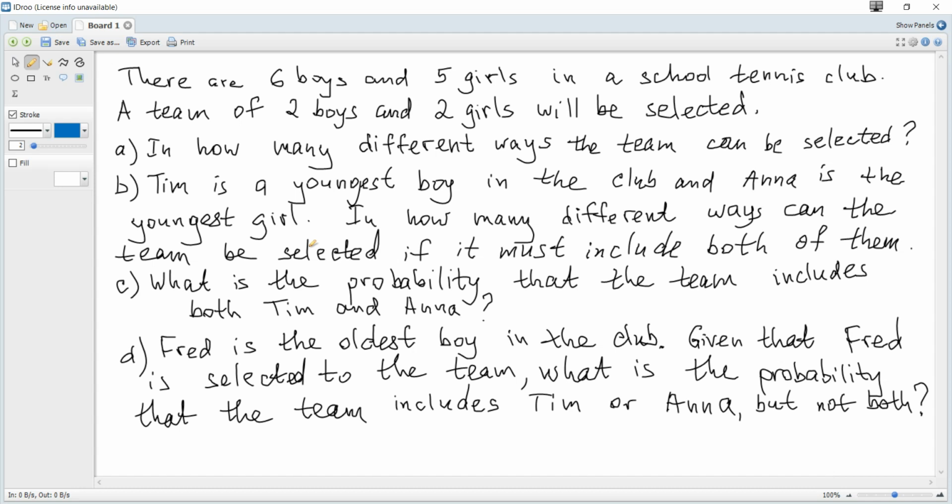There are 6 boys and 5 girls in a school tennis club. A team of 2 boys and 2 girls will be selected. A. In how many different ways can the team be selected? So we should choose 2 boys out of 6 and 2 girls out of 5.